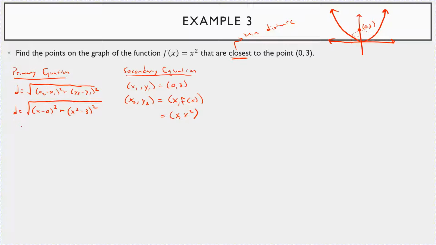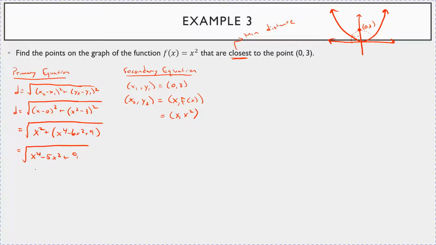So I just have to clean this up a little bit here. x minus 0 squared is just x squared, plus, when I square this, I end up getting x to the 4th minus 6x squared plus 9. So even just cleaning that up a little bit, it's the square root of x to the 4th minus 5x squared plus 9, because x squared minus 6x squared.